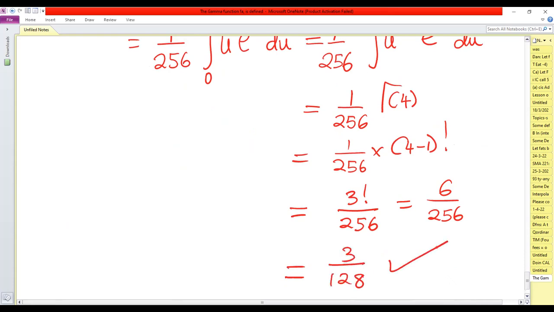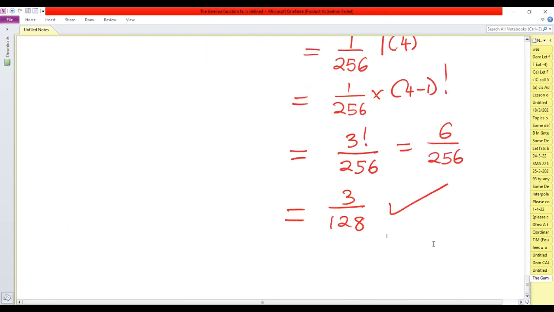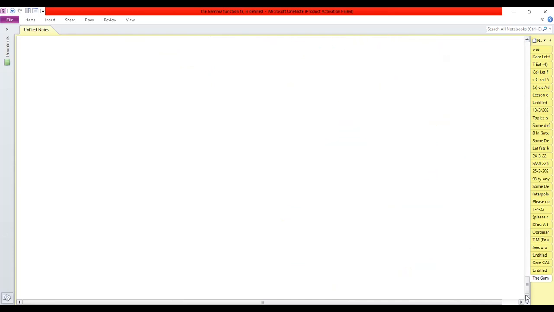So therefore, this is the answer to that given problem. Now, the next part, we are supposed to evaluate the integral from 0 to infinity of y power 3 e raised power negative 7y dy. We'll do the same transformation.